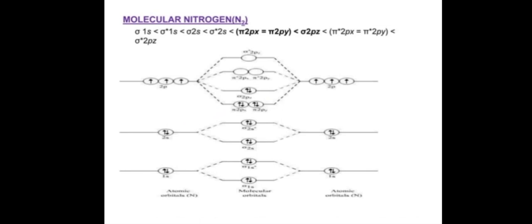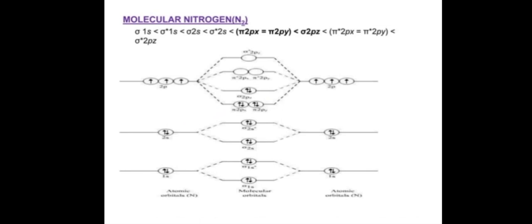So now let us distribute the electrons in the nitrogen molecule. For the nitrogen molecule, the distribution of electrons takes place according to the configuration order: sigma 1s2, sigma star 1s2, sigma 2s2, sigma star 2s2, pi 2px2, pi 2py2, and sigma 2pz2. A total of 14 electrons have been distributed.